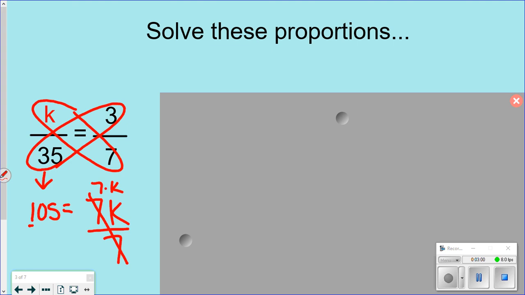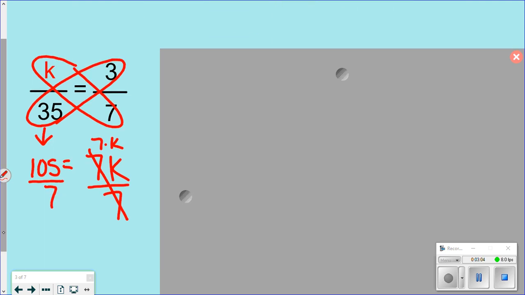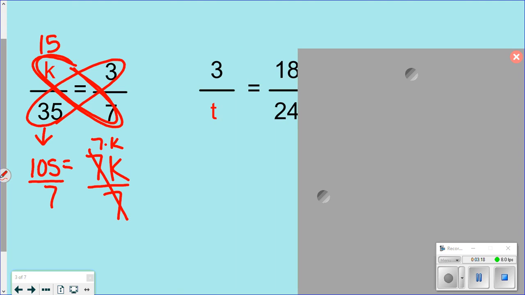And if I do that on one side, I have to do that to the other side. So I would take 105 divided by 7, and I get 15. So I know k up here should be 15. Now if I redo this and put 15 times 7 in, it should give me 105. Okay, so here's our next one.